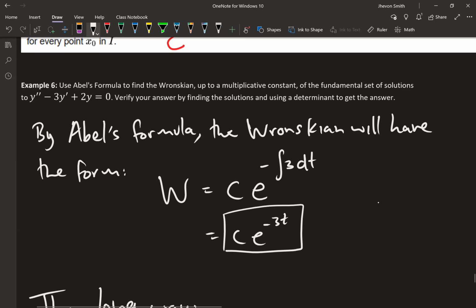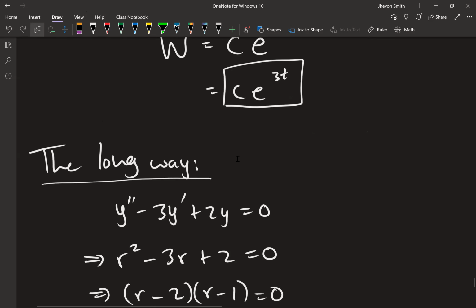Actually, this was a positive because I just noticed that I wasn't getting an answer I expected, and it's because I messed up and I forgot that there was a minus 3 in here. So this is actually a plus e to the positive 3t. Okay, now that's going to make sense.